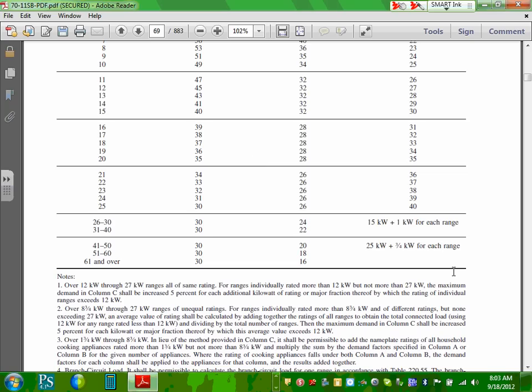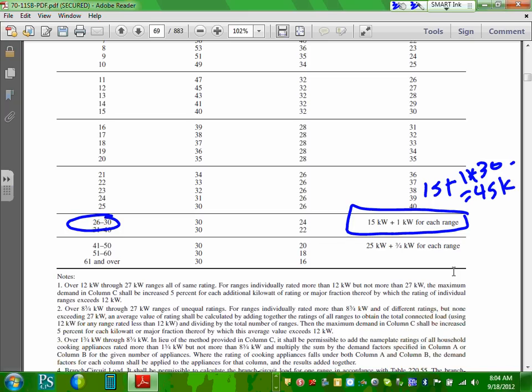Okay, can I get you guys to this point here? So we have 30 of them. What does 30 mean? I have 15 plus 1 kW for each one of them. So that will be 15 plus 1 times 30. And that will get you what? 45K. Any question about this? Everybody knows that?